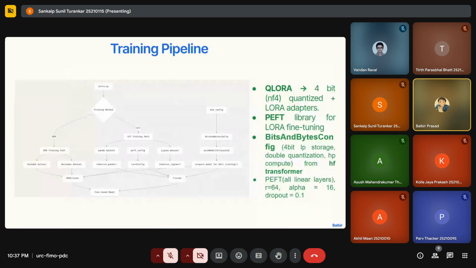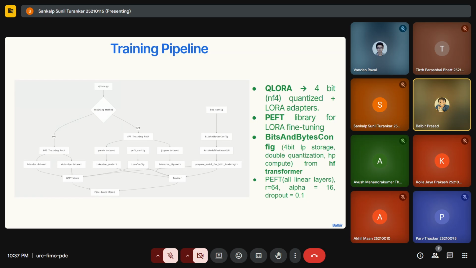Next slide. Okay, so in the training pipeline, you can separate out the whole training into DPO and SFT separately, where there is data preparation, tokenization, and initialization. Using QLoRA, we initialize the model for memory efficient training. Some hyperparameters used in the PEFT library were: rank was 64, the scaling factor was 16, and dropout was 10%.